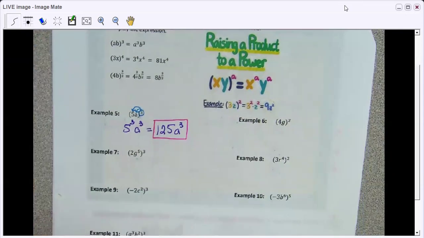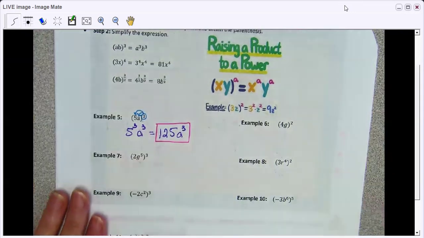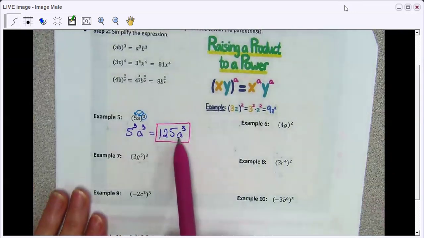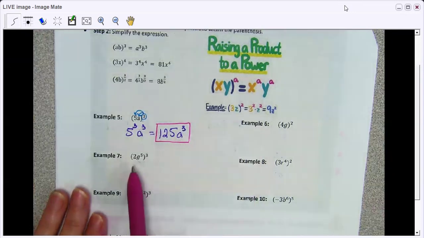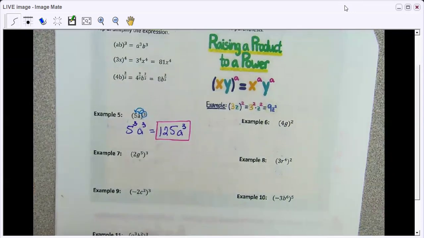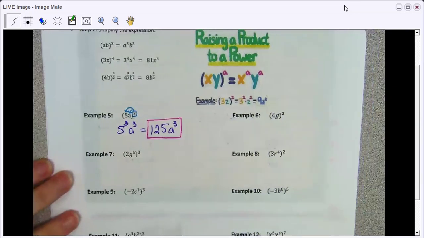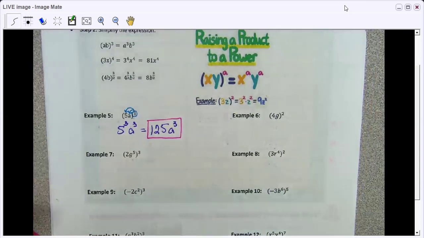What I would like for you to do right now, based on what we did here and the chart on the back, is go ahead and do examples 6, 7, and 8 on your own. Okay. So what I'm going to do is pause the video, and when I unpause it, you are going to see the answers. So you may want to pause it right now before you see all the answers, and you have a chance to complete them. So go ahead and work those problems out.